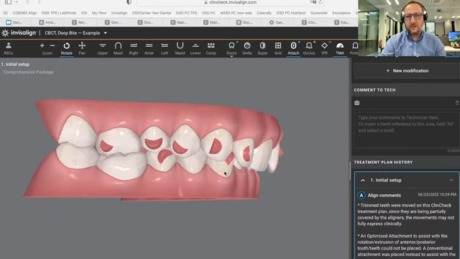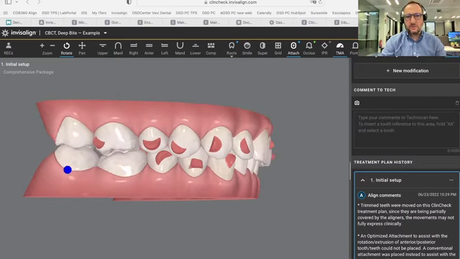Imagine correcting these like the ClinCheck is showing here with this advancement. This is the case that I want to show, sorry. It's pretty much the same protocol here to move the lowers forward and retract the uppers, without orthognathics. The software is going to say that it's possible.